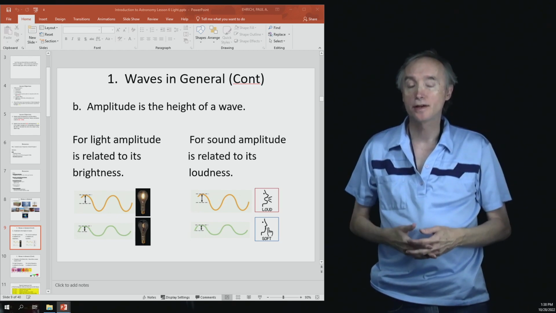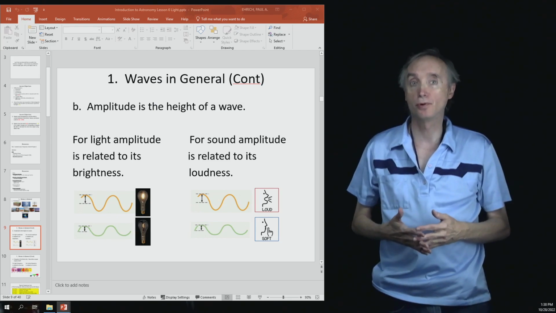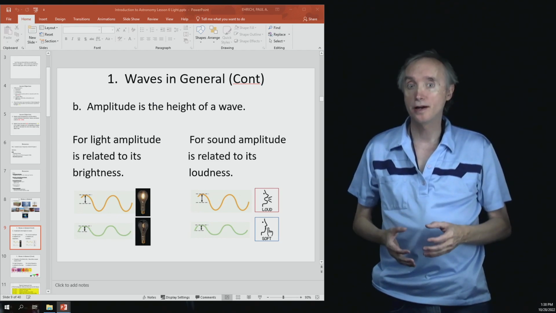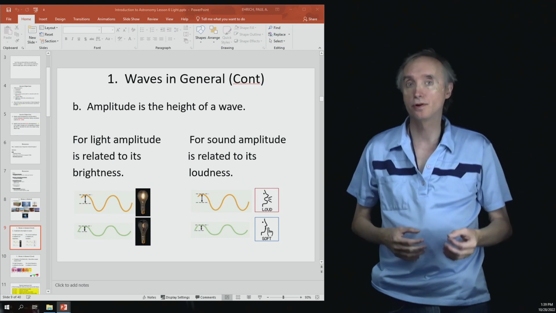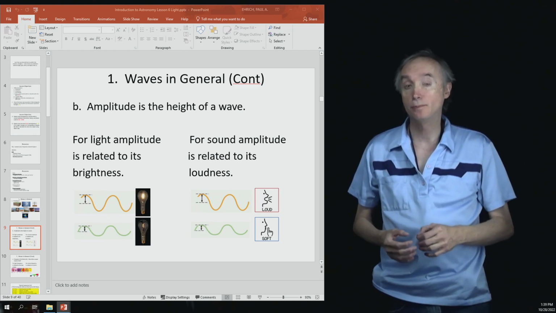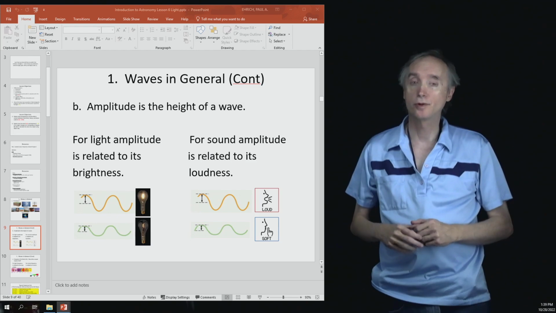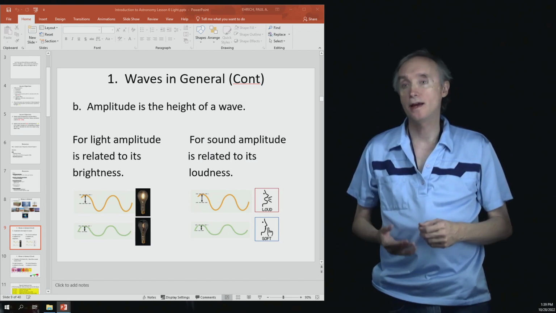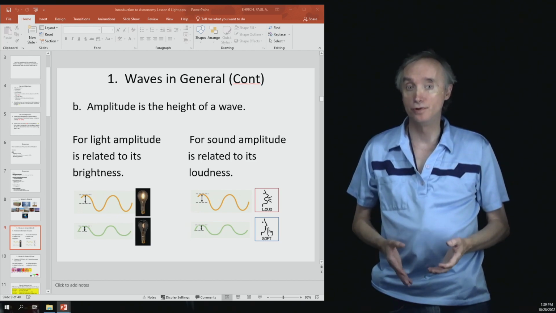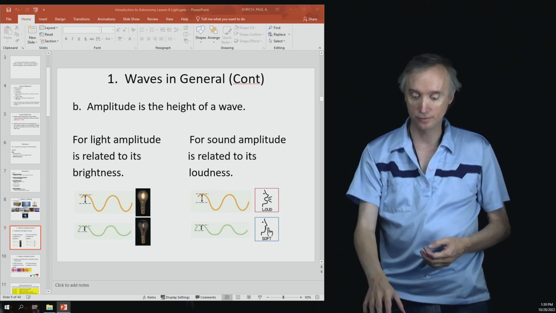And for light, amplitude is going to be related to brightness. So the brighter a light bulb is, the greater its amplitude is going to be. If we're talking about sound, then the amplitude is related to the loudness of the sound.